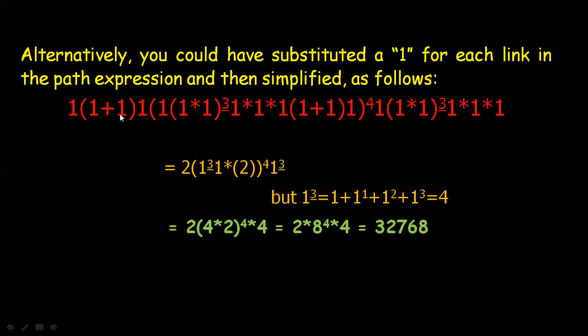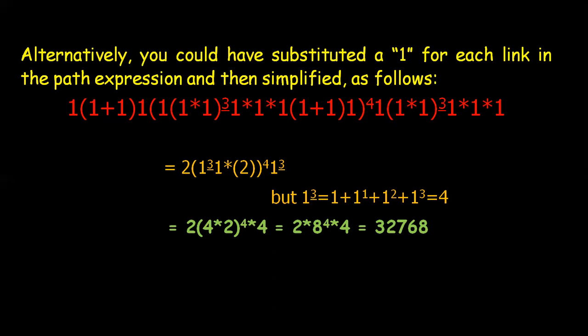So here 1 plus 1 is 2. 2 into 1 is 2. That 2 into 1 is 2. Here 1 into here we got the value 4. 4 into 1 into 1 into 1, all these things is 4. And this one will be 2. So 4 into 2 whole power 4 into 4. So if we do that, 2 into 8 to the power of 4 into 4, which we got as 32,768. So here what we took, actually, the outer loop should be taken exactly 4 times.